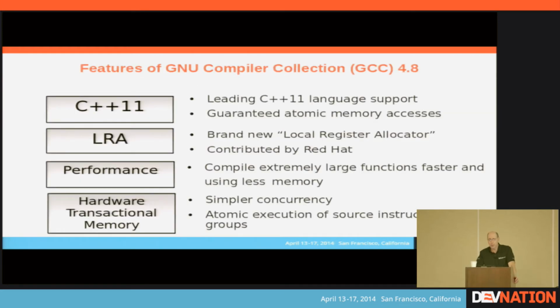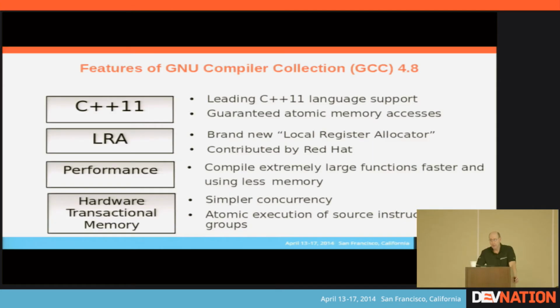Finally, some of the features of GCC 4.8. If you want to know what's new in 4.8: C++11 support, a brand new local register allocator that was actually contributed to GCC by Red Hat, and improved performance. You can compile extremely large functions faster using less memory with GCC 4.8, and we added hardware transactional memory support. These are some of the new features in GCC 4.8.